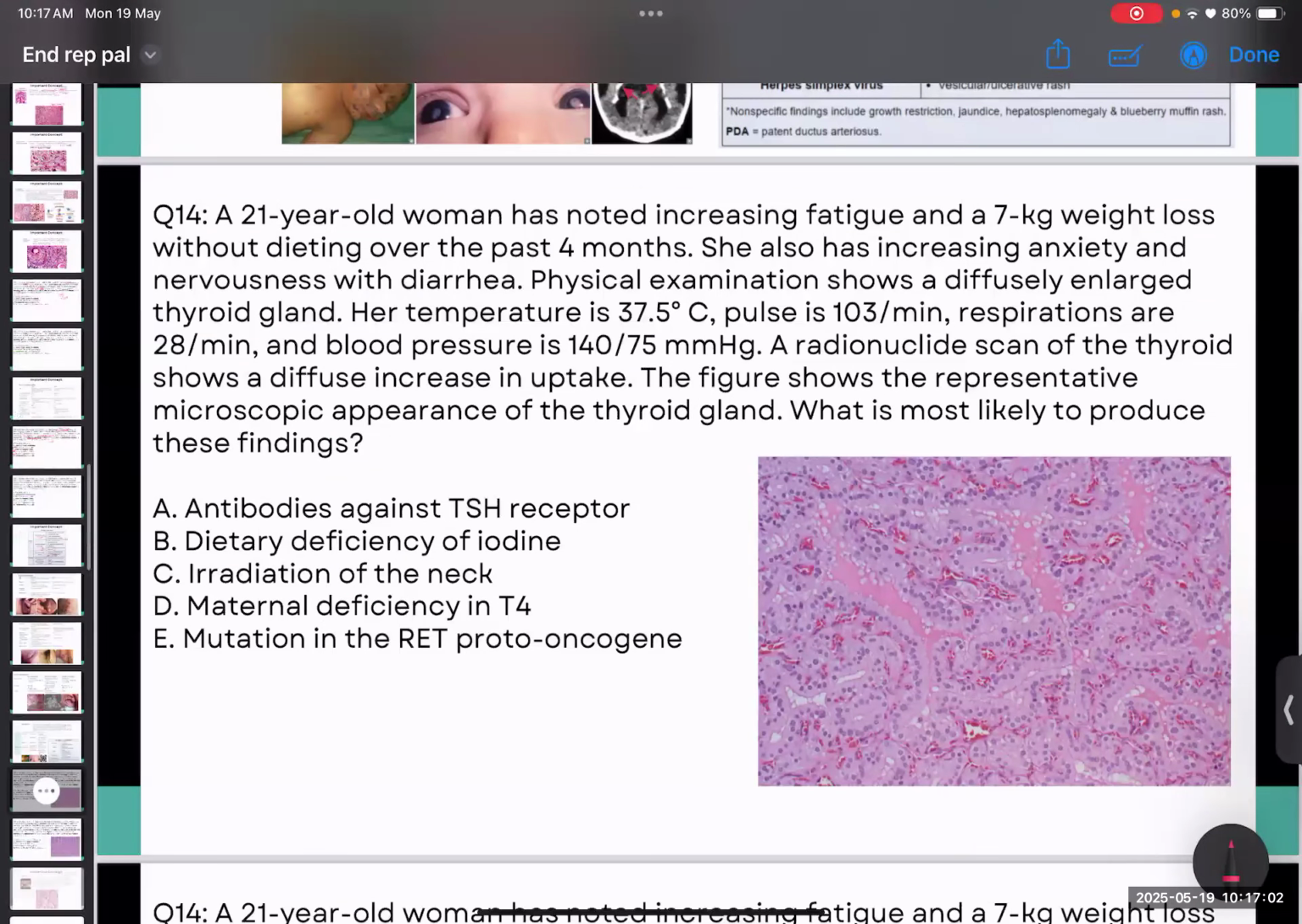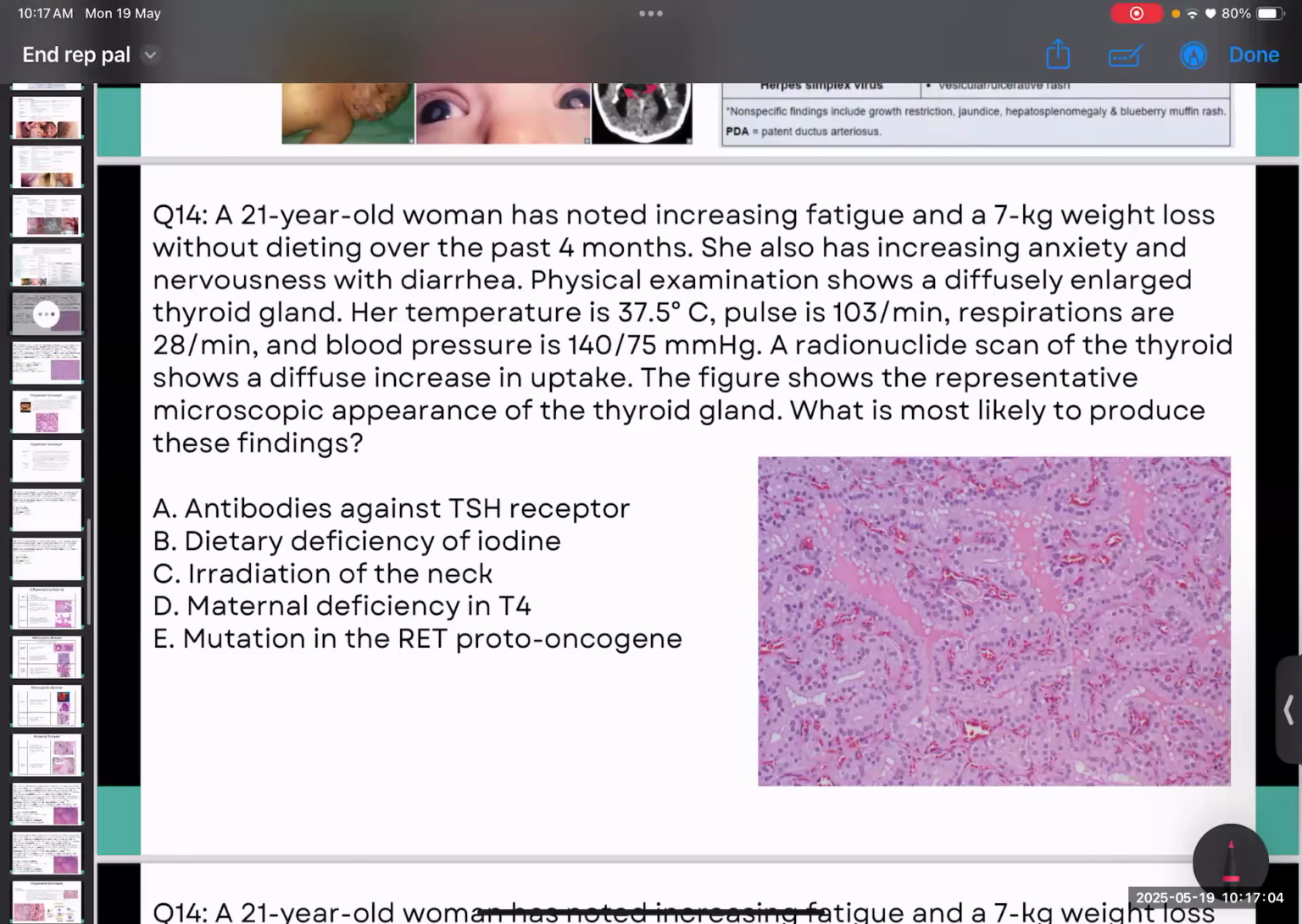Okay, now moving on to question number 14. We have a 21-year-old woman. She's noticed increased fatigue and 7 kg weight loss without dieting over the past 4 months, increased anxiety and nervousness with diarrhea, and a diffusely enlarged thyroid gland. Her temperature is 37, pulse is 103, respirations are 28, blood pressure is 140, and a radionuclide scan of the thyroid shows diffuse increase in uptake.